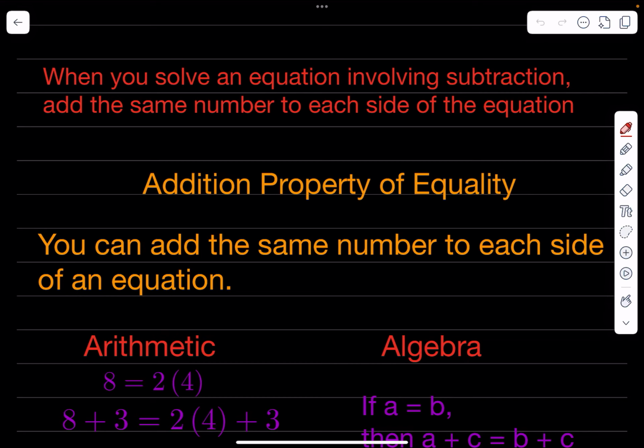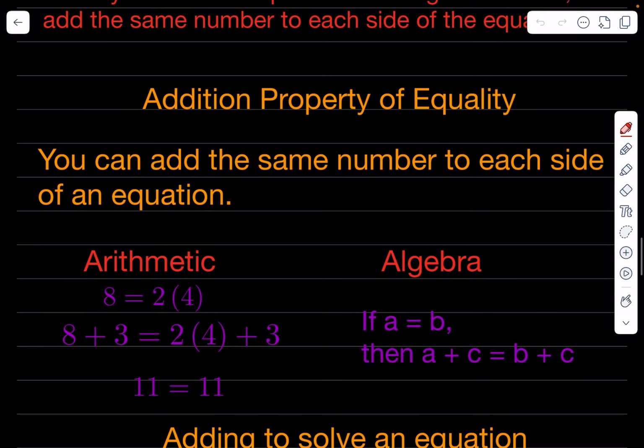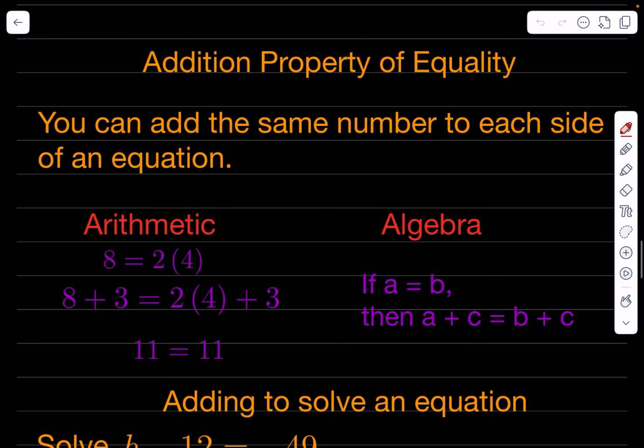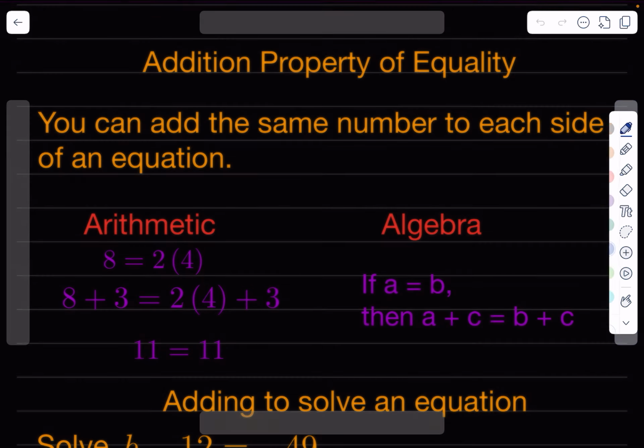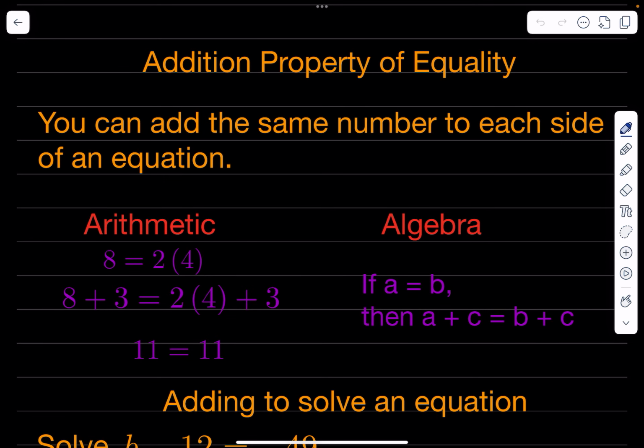When you solve an equation involving subtraction, we're going to add the same number to each side of the equation. We're going to keep it balanced, just like when we solved using addition or subtraction. Our addition property of equality: you can add the same number to each side of an equation. And very similar to the last time, we're going to look at 2 ways to do this. We're going to look at the arithmetic way, just using numbers.